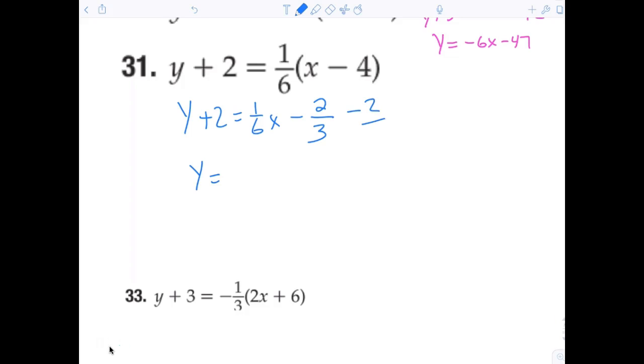Or we can just do it. 1. And then we get a common denominator. And the common denominator would be 3. So we have to change this 2 to what? Negative 6 over 3. There you go. There you have it. So your final answer is? y equals 1/6 x minus 8/3. That's correct. Nothing to it.